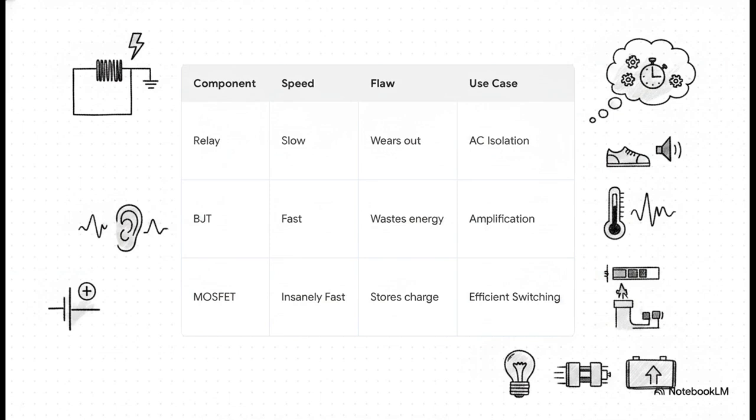And if you're building a modern, highly efficient power supply, dimming LEDs, or driving a high-speed motor, the MOSFET is your undisputed champion. It is insanely fast and runs cold. Just remember to wire up those pull-down resistors so it doesn't get stuck storing a charge.